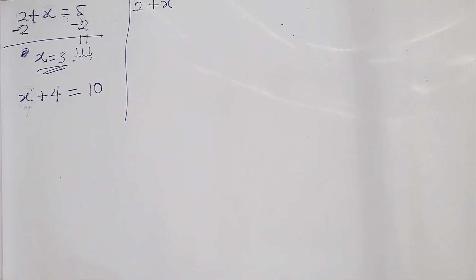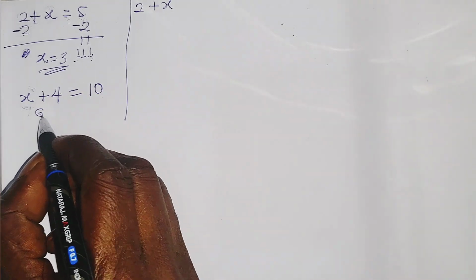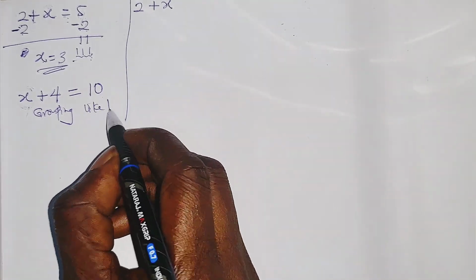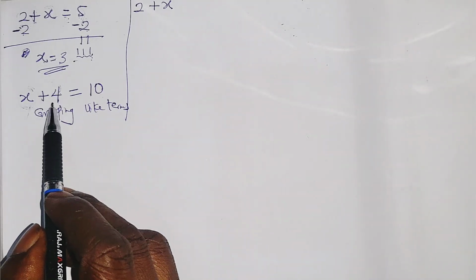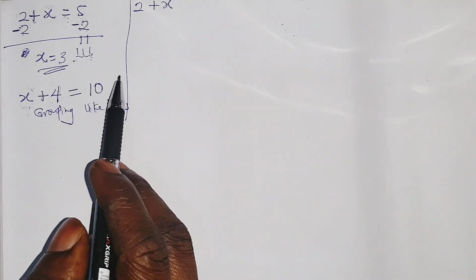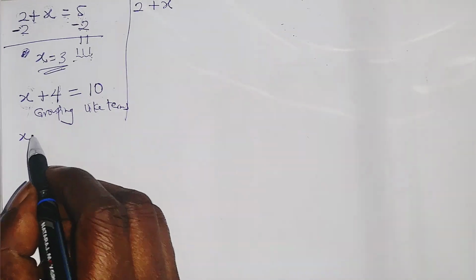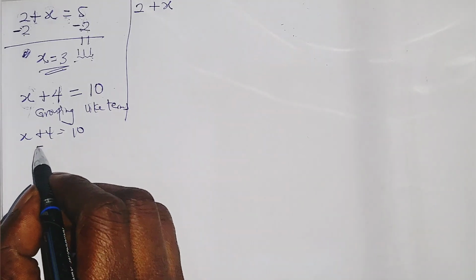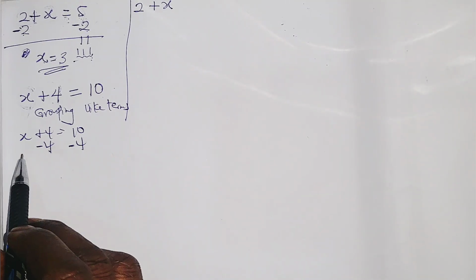So what we do is that because we need to group like terms, so let me write it. We are grouping like terms. So I'm going to get rid of this number on the left so that it goes to join the number on the right. And in that way, let me repeat the question here. What I need to do is I have to take away 4 from both sides of the equation. And I said this is the left side, this is the right side.